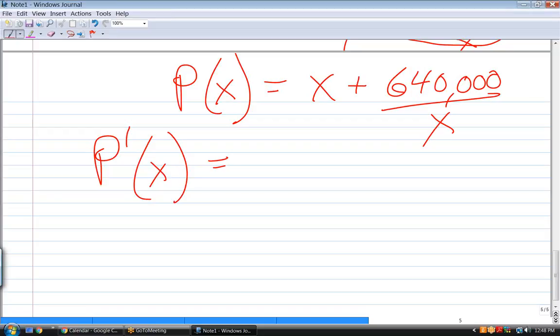1 plus negative 640,000, so yeah, minus, x to the negative 2, like that. Okay? Because that was x to the negative 1, so it becomes negative 640,000 x to the negative 2. Now, we're going to set that equal to 0.